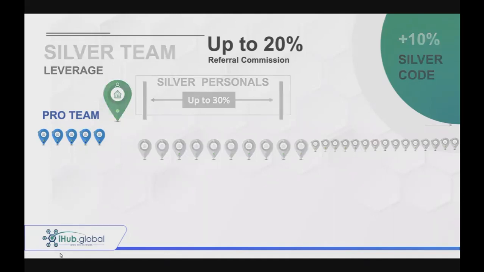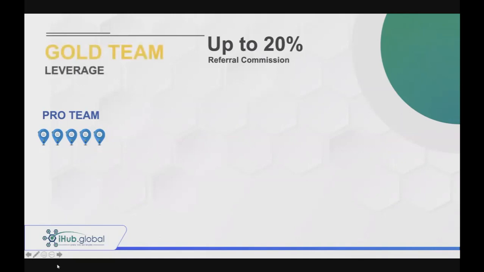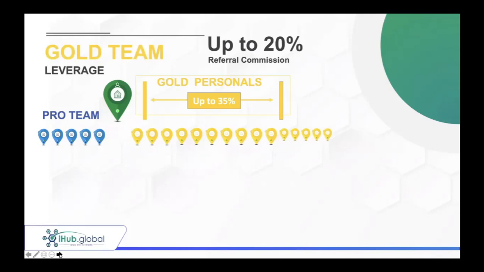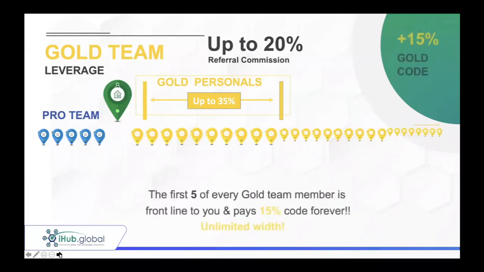Okay. Now we talked about gold, how powerful gold is. Gold is where the big leverage is, up to 20% referral commission. And it's 35% because there's a 15% gold code on all your personals. And you can continue to go wide with these. Okay. I'm showing 10 here, but you can go as wide as you want. These roll ups just continue, just like the dynamic on the bronze and silver team. The first 5 forever, even these people you don't know, rolled up to you, they still have to get their 5. It just continues to roll up and roll up and roll up forever. And on this code, you're at 15% forever.